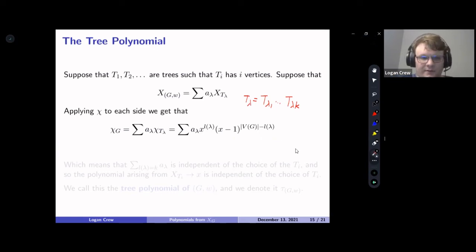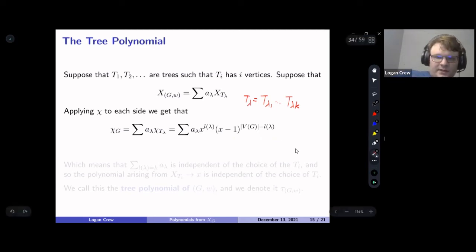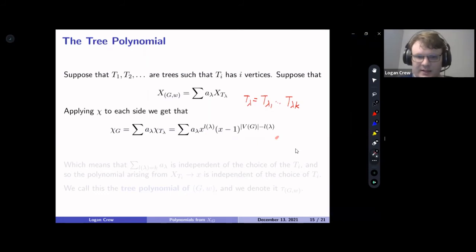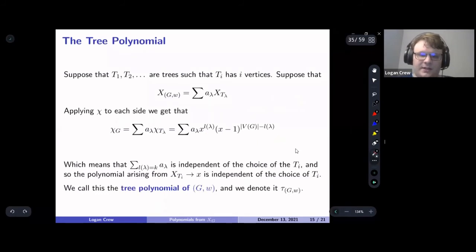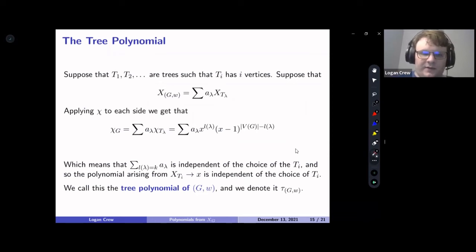Now here's the critical fact though. This value that we get does not depend on t. It does not depend on the tree, right? Because every tree has the same chromatic polynomial. It only depends on how many of the trees there are, how big the forest is. So this sum of coefficients, if we were to sum these a lambdas over all of the partitions that have a given length, that sum must be independent of the choice of the t_i.